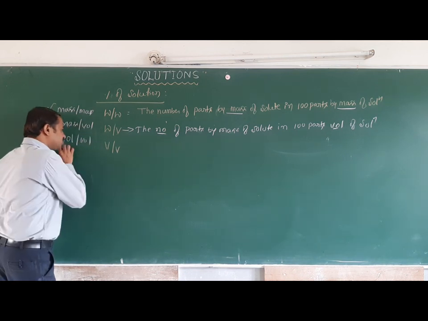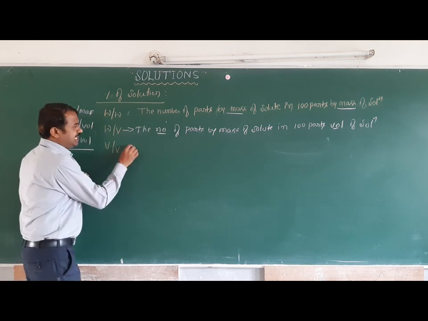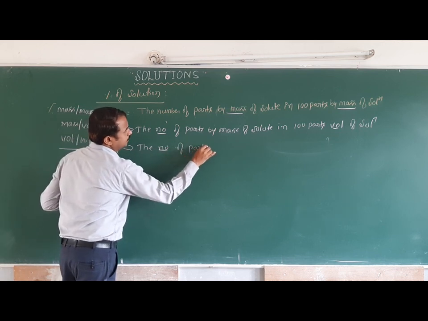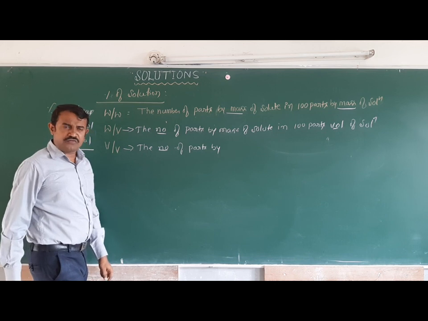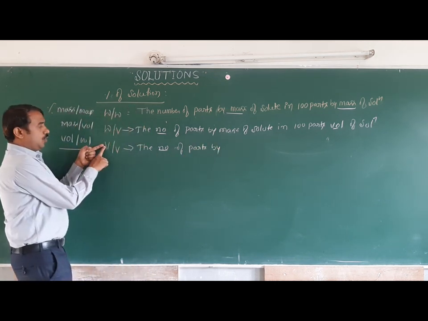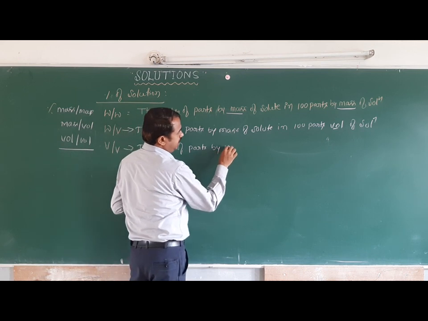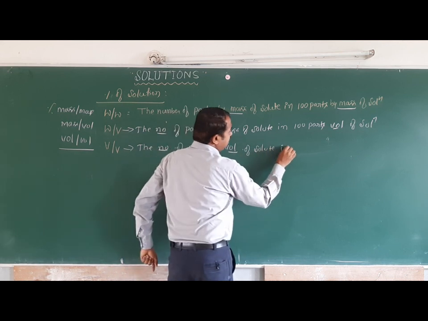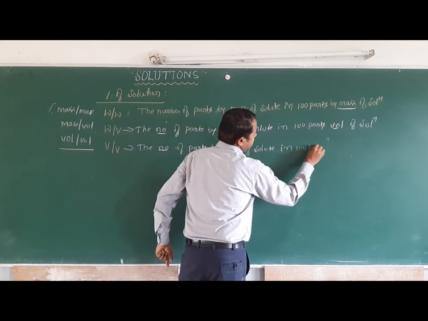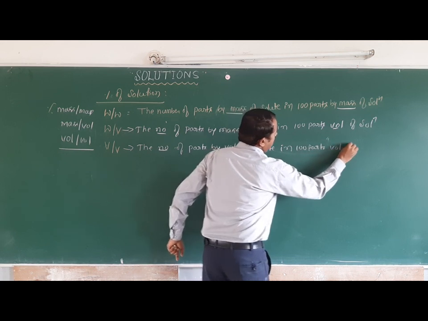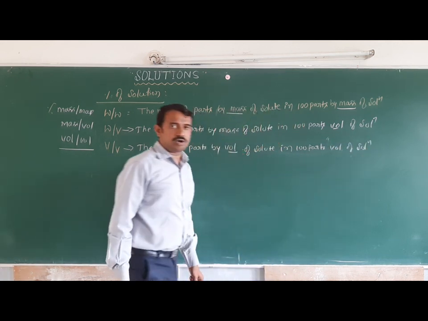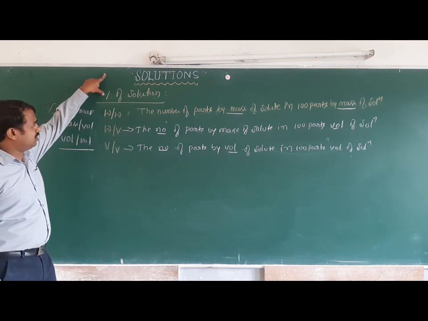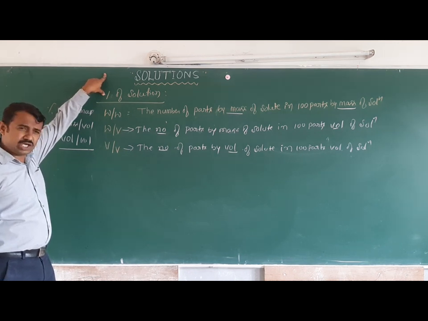The same concept applies to volume by volume: the number of parts by volume of solute in 100 parts volume of solution is called volume by volume. This is the percentage of solution: weight by weight, weight by volume, volume by volume.